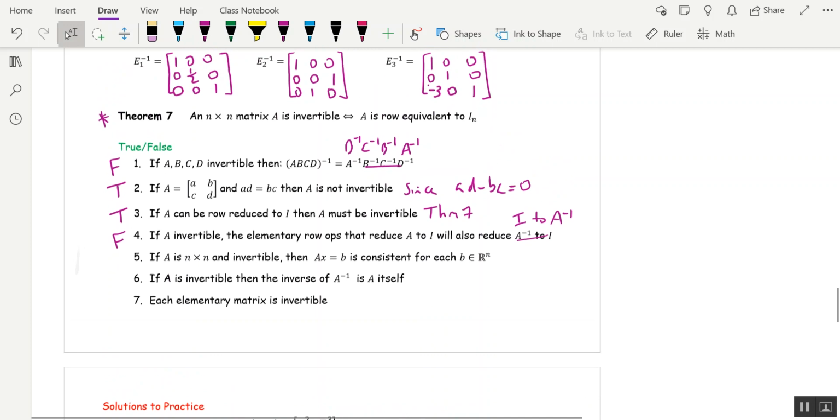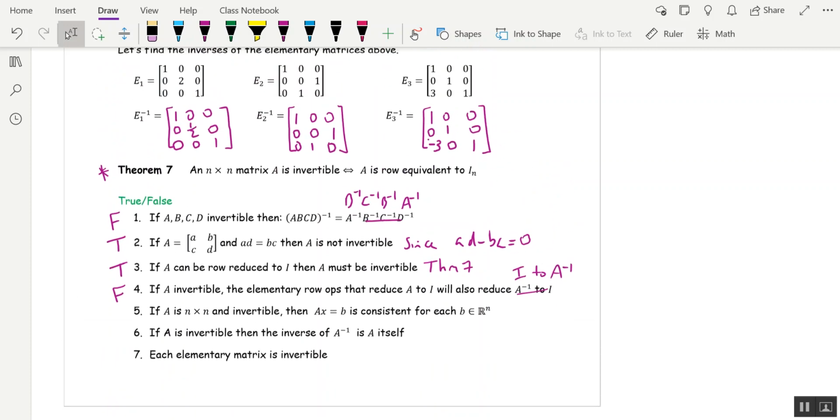If A is n by n and invertible, then AX equals B is consistent for each B. That's true. That's theorem 5. If A is invertible, then the inverse of A inverse is A itself. That's a mouthful, but it's true. What's that saying? This is a property. A inverse inverse is A. Each elementary matrix is invertible? Yes.